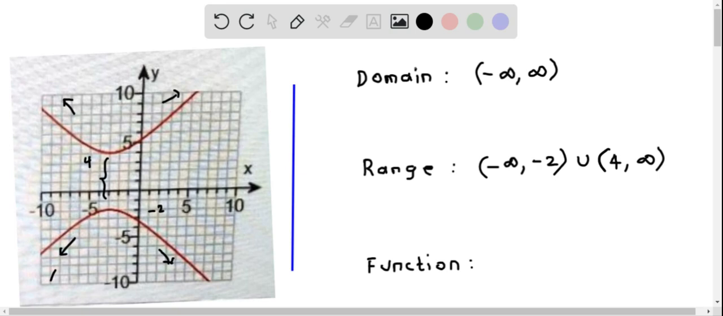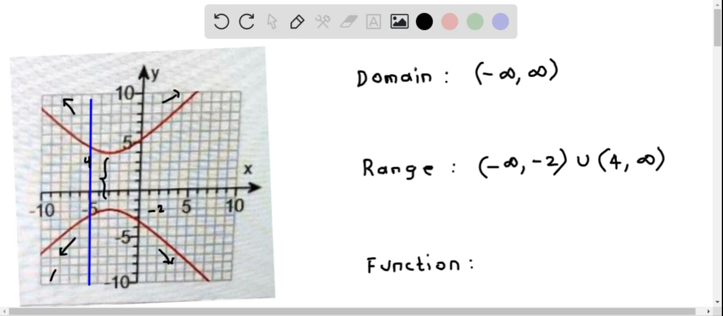Now let's determine whether this is a function or not using the vertical line test. So here I have the vertical line. I'm going to place this on the graph at x equal to negative 5. We say that if the line intersects the graph at exactly one point, then the relation is a function. Otherwise, it is not a function.